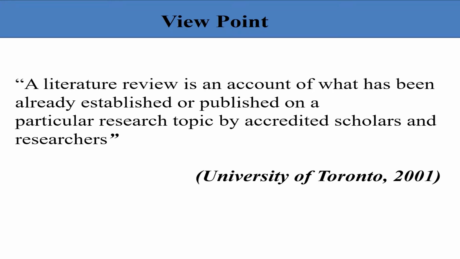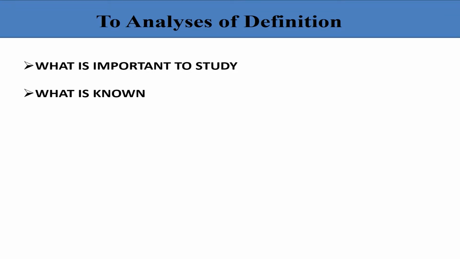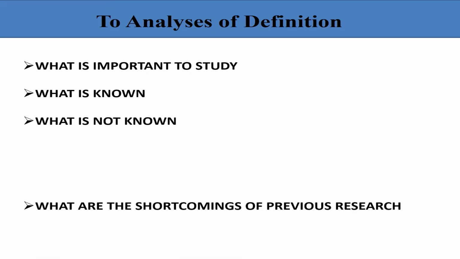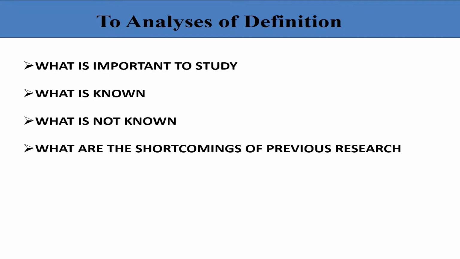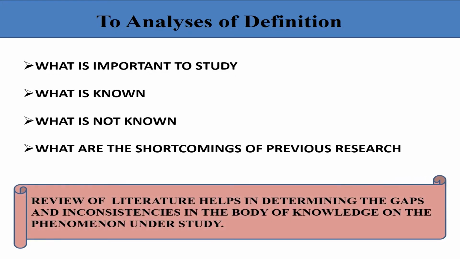A literature review is an account of what has been already established or published on a particular research topic by accredited scholars and researchers. Review of literature gives an insight to the researchers as to what is important to study, what is known, what is not known, and what are the shortcomings of the previous research. Review of literature helps in determining the gaps and inconsistencies in the body of knowledge on the phenomenon under study.